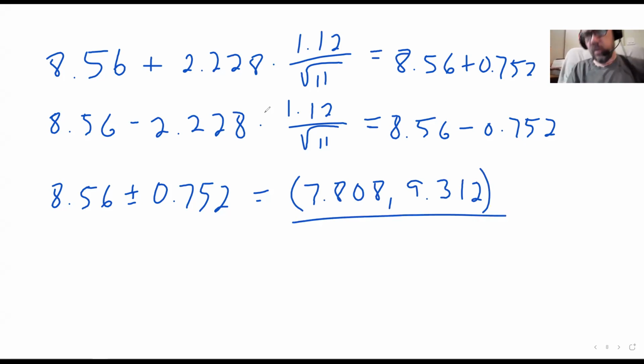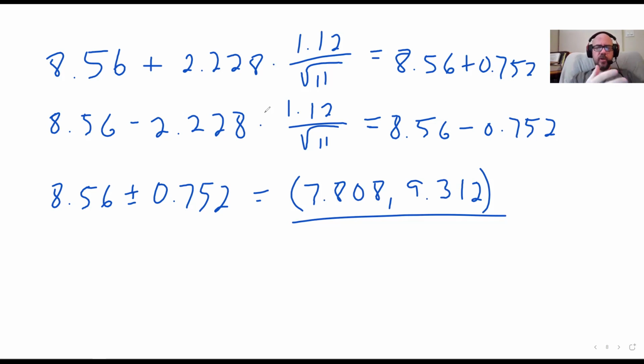And this is interval notation from algebra. I don't know if you guys remember that or not, but that's interval notation. It's saying use this interval on the number line, right? Or use the interval on the number line with the left bound of 7.808 and the right bound of 9.312. So that is a confidence interval. That's a 95% confidence interval for the population mean mass of these fish.